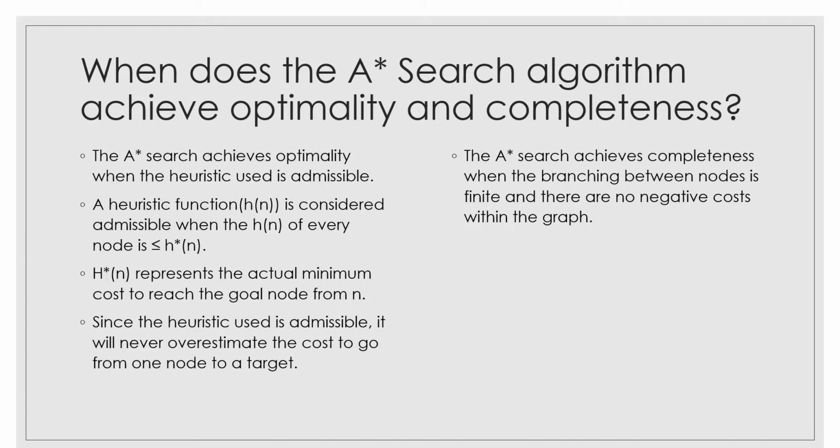So I guess there could be cases where you're using a heuristic function which works for most cases, but in certain cases it overestimates the length of time it's going to take to get to a goal. So in that case, it wouldn't be admissible, and you might get an incorrect path. A star search achieves completeness when the branching between nodes is not infinite and there are no negative costs within the graph. So I guess that's also one drawback of the standard A star search, is that it doesn't really handle negative weights in a graph.